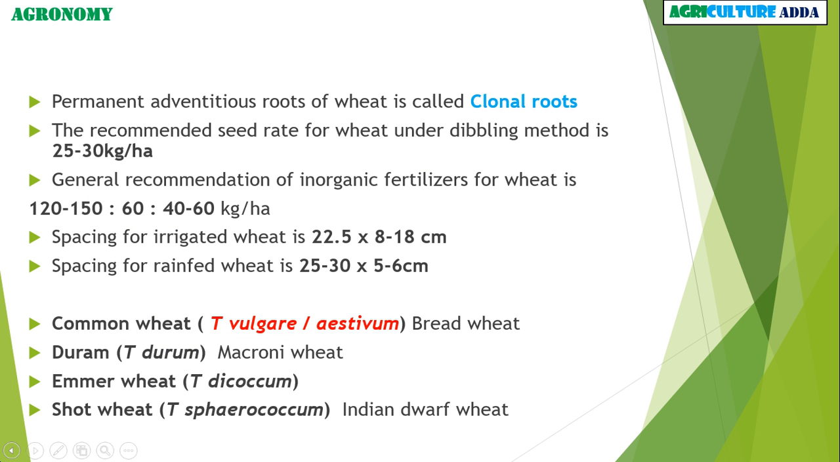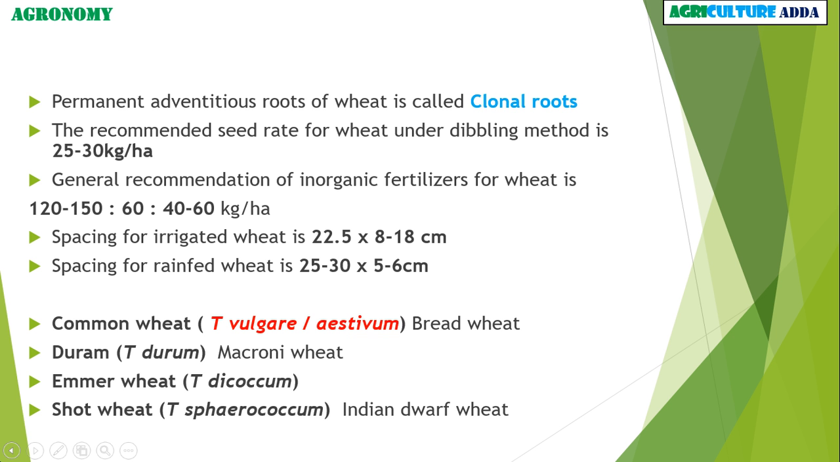These are some points about wheat. Permanent adventitious roots of wheat are called clonal roots. The recommended seed rate for wheat under the dibbling method is 25 to 30 kg per hectare. General recommendation of inorganic fertilizer for wheat is 120 to 150 : 60 : 40 to 60 kg per hectare. Spacing for irrigated wheat is 22.5 into 8 to 18 centimeter. Spacing for rain-fed wheat is 25 to 30 into 5 to 6 centimeter.